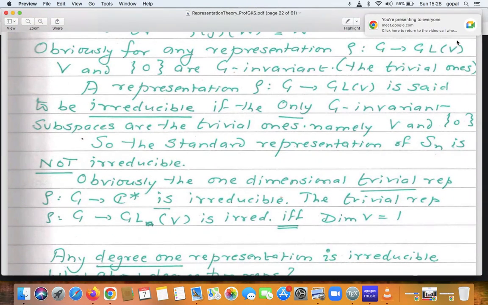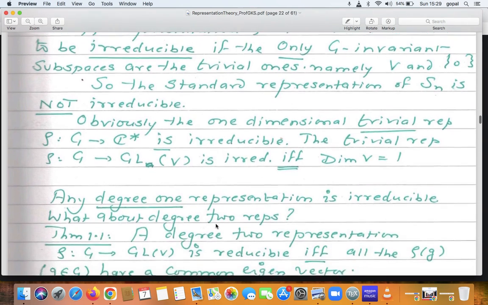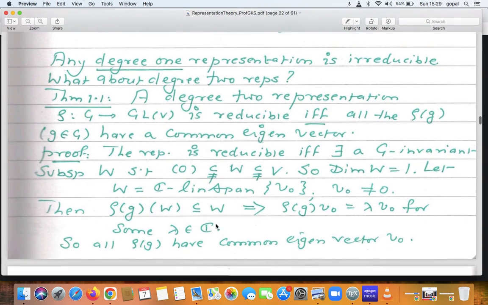Now, suppose I take a degree 1 representation, that is, a group homomorphism from G to C star. That means GL_1(C). What's the vector space? C. What is the dimension? 1. Are there any proper subspaces at all? There are none. The subspace is either 0 or the whole thing. And so it is obviously irreducible. So any degree 1 representation is automatically irreducible.